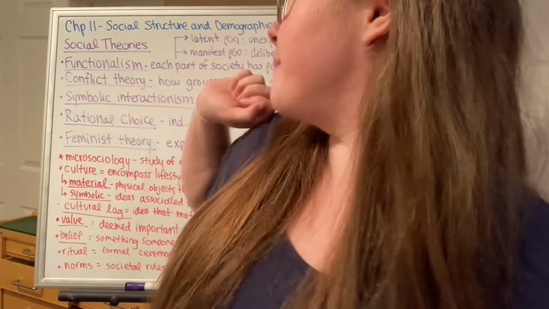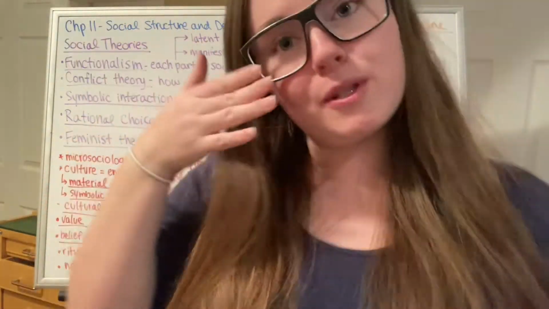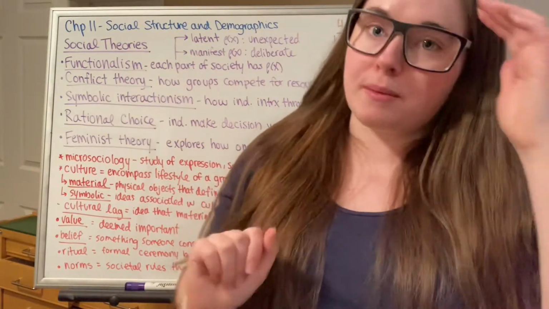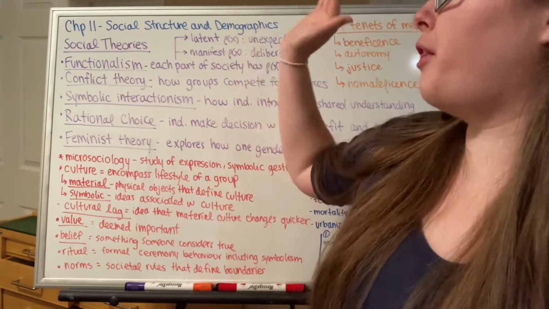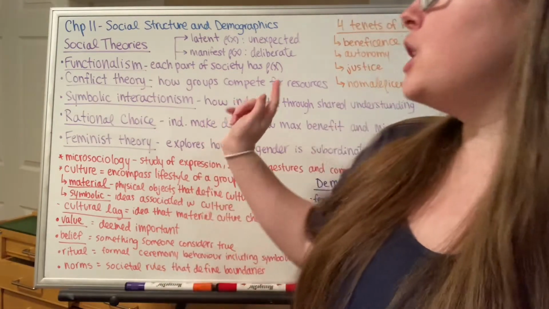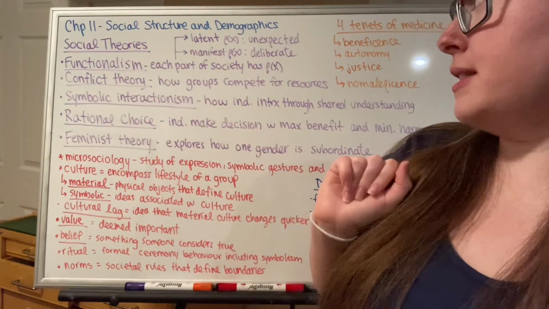We are talking about social structure and demographics, which is in behavioral science, chapter 11. So let's get started. First, in this chapter, one of the most important things is the social theories, okay? We have a few social theories that we're going to go over. The first one is functionalism.